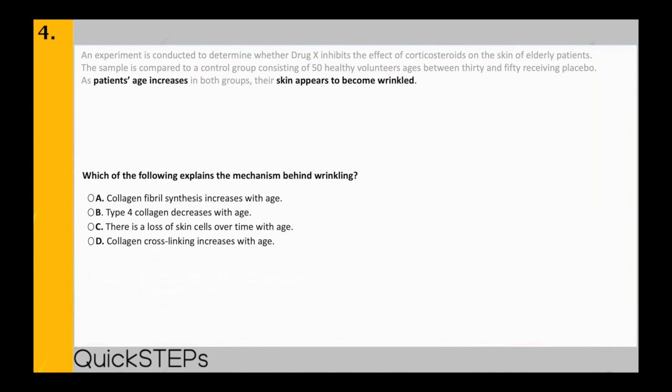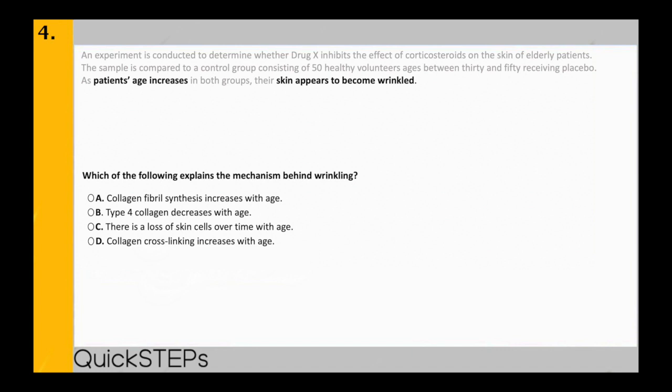Answer choice A, collagen fibril synthesis increases with age. This is actually false. It's the opposite. Collagen fibril synthesis, or the overall amount of collagen produced, decreases with age. That's why elderly people typically have thinner, more delicate skin that is more prone to breaks and lacerations.